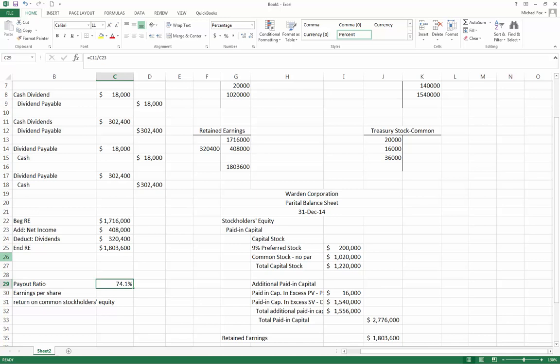All right. To find our earnings per share, we're going to have to take our net income minus our preferred dividends, because it's, whoops, something didn't like that.